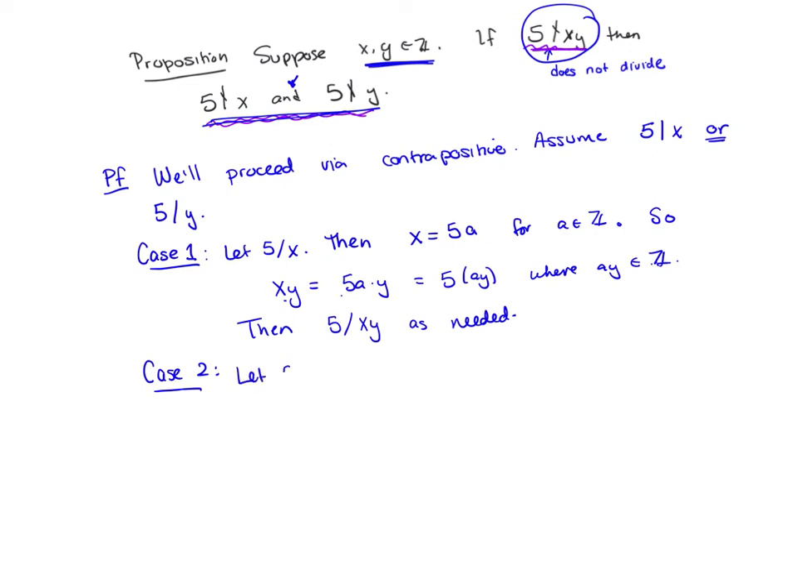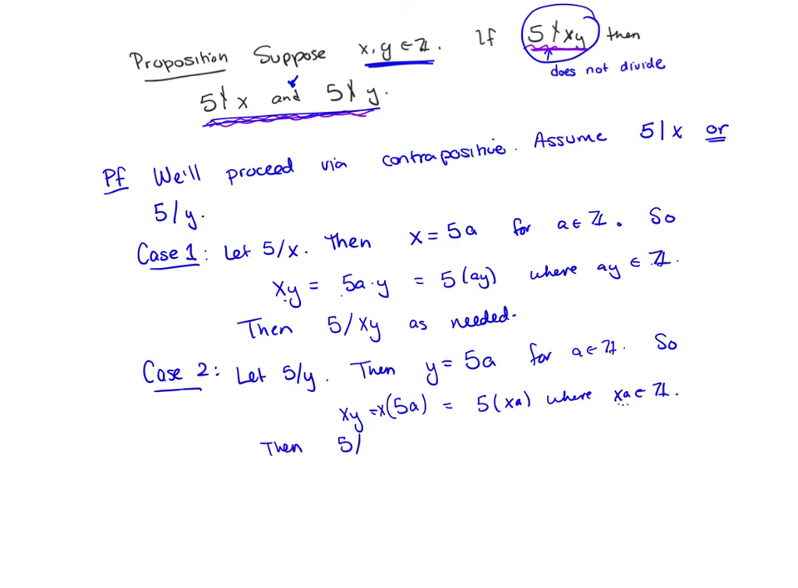So in my second case, let's say 5 divides y, then it's really going to just follow through the same thing. y equals 5a for some integer a. So xy equals x times 5a. I'll put the x out front, which is equal to 5 times xa, where xa is an integer. Again, here we're using this fact that the integers are closed under multiplication. So if x is an integer and a is an integer, then so is their product. Thus, 5 divides x times y, again, which is what we wanted to show.